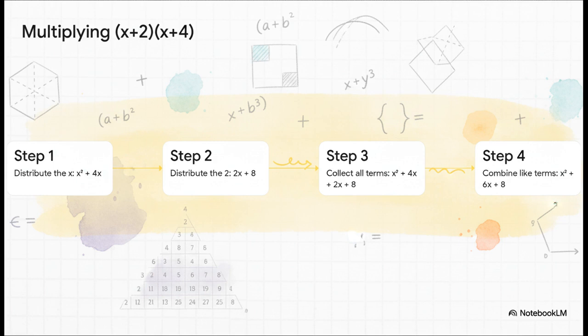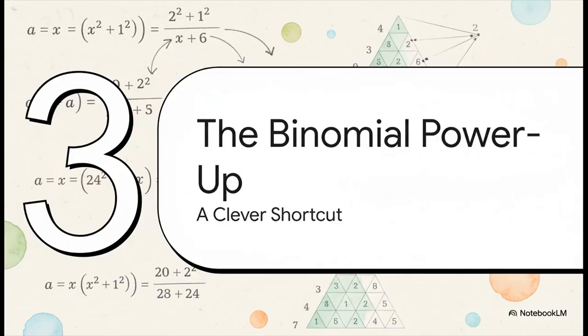We have a 4x and a 2x in the middle. Those are like terms, so we can combine them into 6x. And that gives us our final beautiful answer, x squared plus 6x plus 8. So now you've got the fundamental tool to multiply any polynomials you come across.